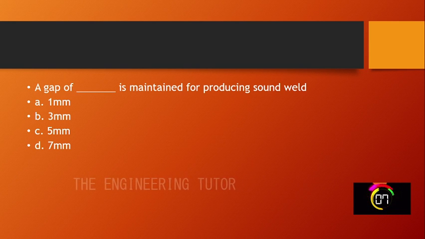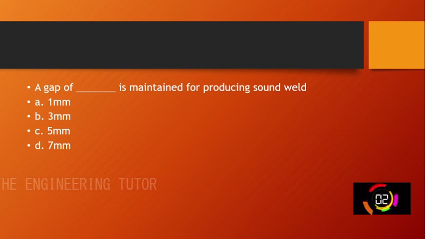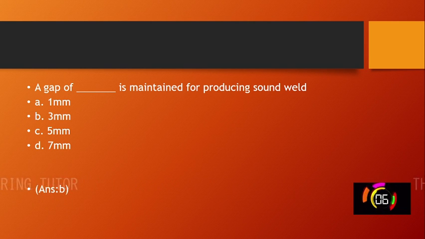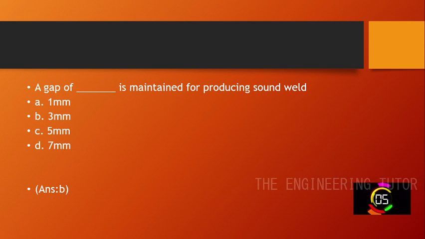A gap of dash is maintained for producing a sound weld. A sound weld means a very good weld. For a good weld, we should maintain a gap of 3 mm. That is a very apt gap for obtaining a very good root penetration.